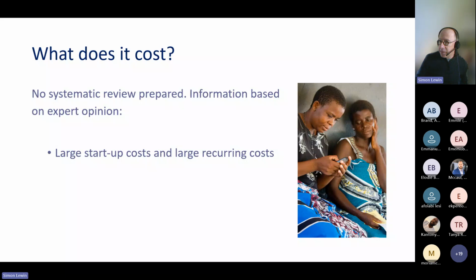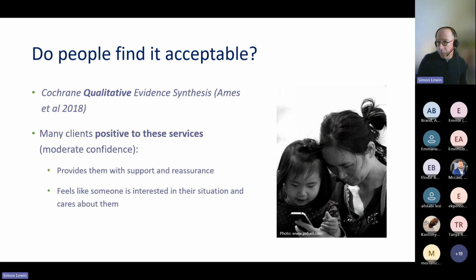What does it cost? In this case, there was no systematic review of cost information or cost effectiveness information, but there was a discussion within the panel and the guideline development group, and they agreed that there were large startup costs for these kinds of targeted client communication programs and also large recurring costs predominantly related to the use of text messaging. So is it acceptable to send people these kinds of messages?